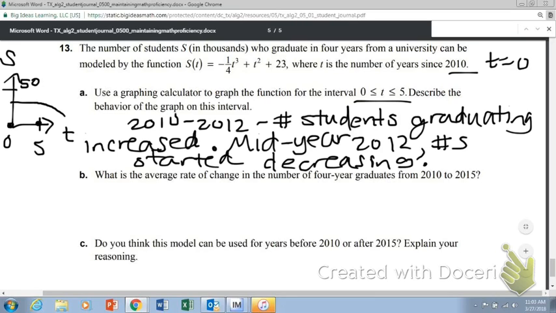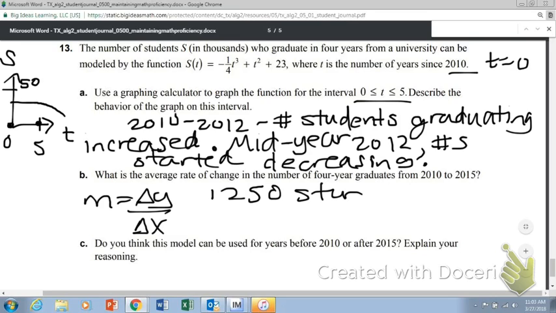What is the average rate of change in the number of four-year graduates from 2010 to 2015? Remember, that's your change in y over change in x. That's your slope idea. So if you do that, it's 1,250 students less graduating in 4 years.